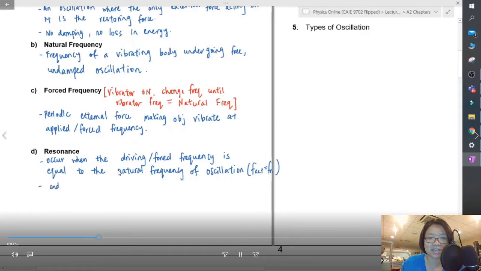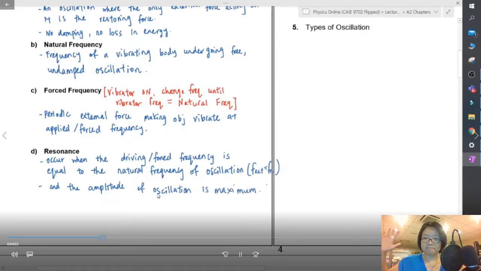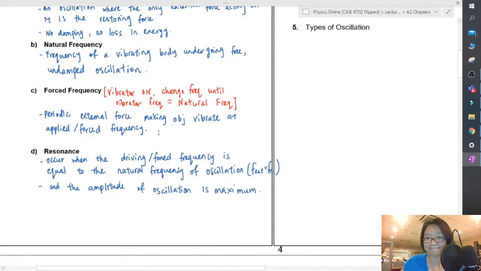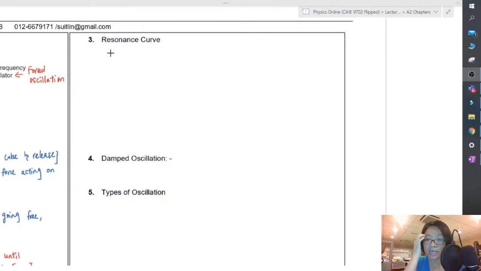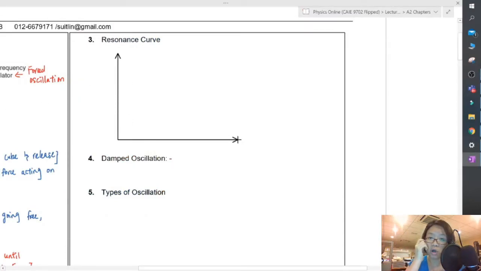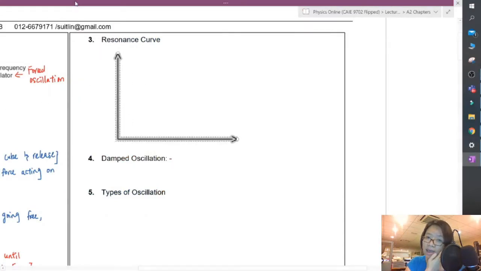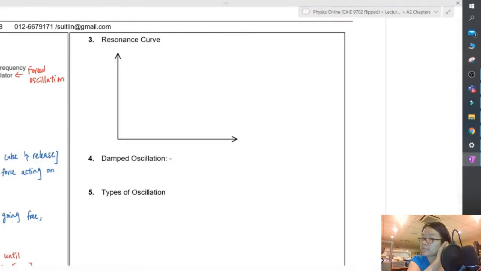Anyway, when the external frequency is equal to the natural frequency, Fn, what will we observe? Think of the pendulum just now. The amplitude of oscillation is maximum, the biggest possible. To map out this relationship between amplitude and applied frequency, we will sketch a curve, which I call a resonance curve.